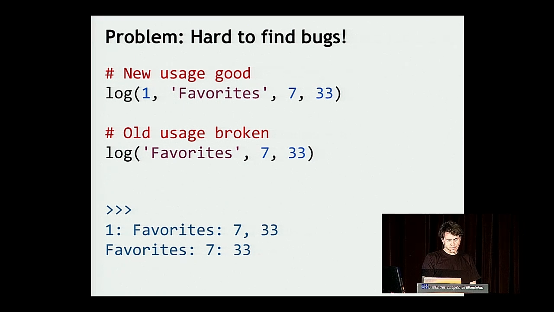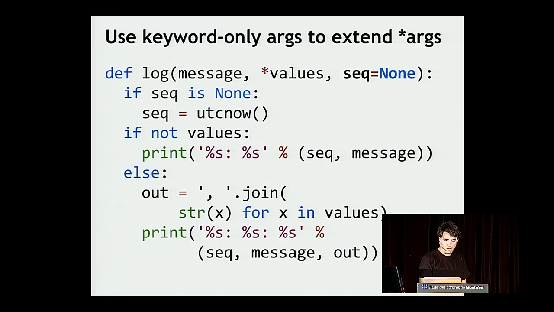Something wrong will happen. Luckily, you can solve this problem, and all you have to do is use a keyword-only argument. This is the syntax in Python 3. In Python 2, it's slightly different, but I have it in the appendix if you're curious. All you have to do is say, OK, I also want to get the sequence value. And what I'm doing here is, if the sequence value isn't supplied, then I just pick one. I grab the current time and set the sequence value to the current time. And the rest of the function's the same.